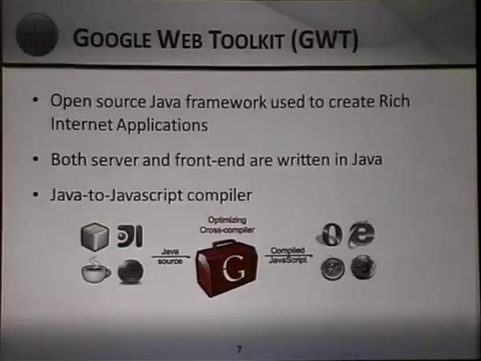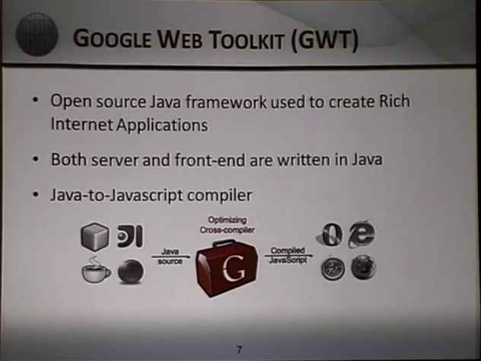So let's start with the overview. What is Google Web Toolkit? It's a Java framework, and it's used to create rich internet applications. So you're going to be creating UIs that look like desktop applications. Most of the UI functionality all runs on the client in your browser, and it's only ever making requests back to the server just to get data from it.